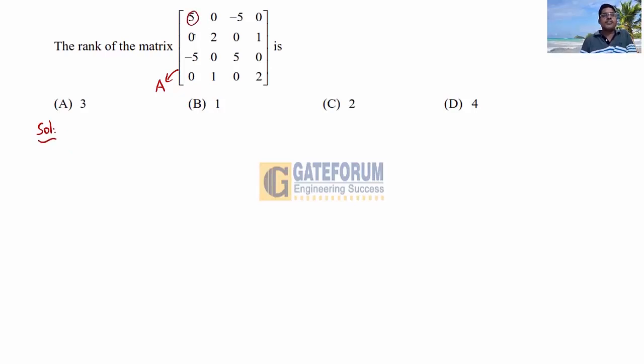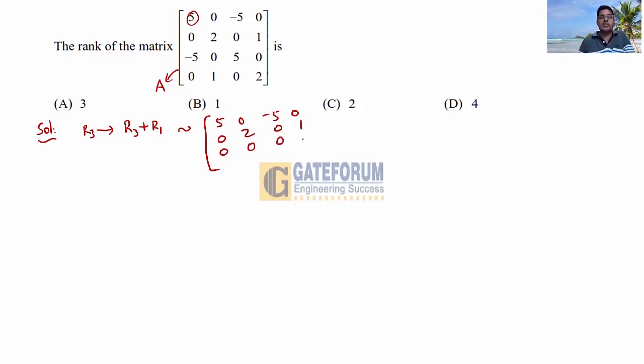This is the first non-zero element in the first row. Make its down element 0. So we should make R3 element 0 with the help of this R1 by row operation. Applying R3 changes to R3 plus R1, which is giving a new equivalent 4 by 4 matrix. R1, R2, R4 remain the same: 5 0 minus 5 0. Second row no change: 0 2 0 1. Now third row changes to minus 5 plus 5 0, 0 plus 0 0, 5 plus minus 5 0, 0 plus 0 0. Now fourth row no change, 0 1 0 2.